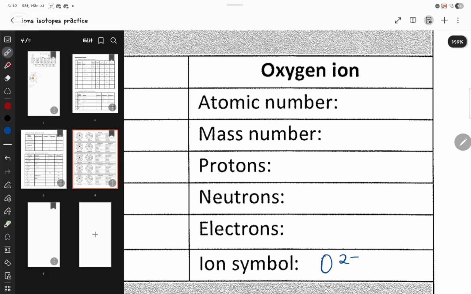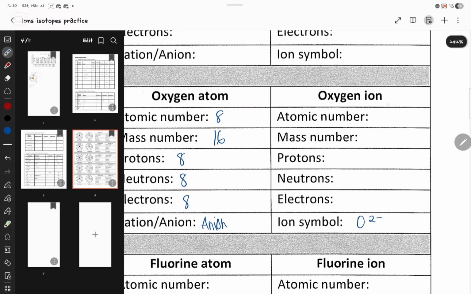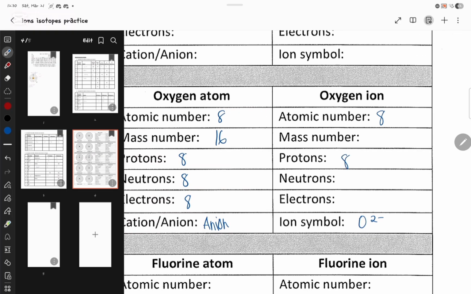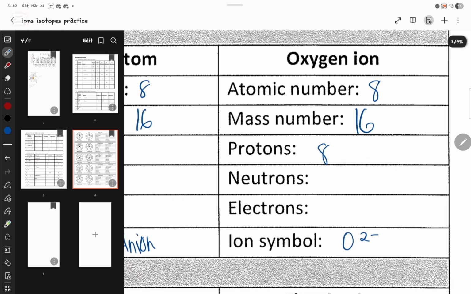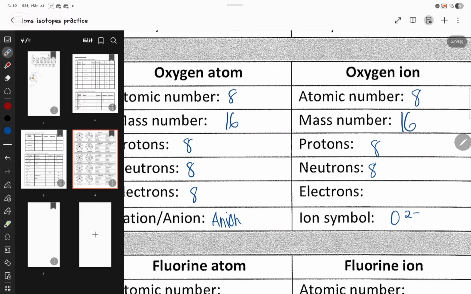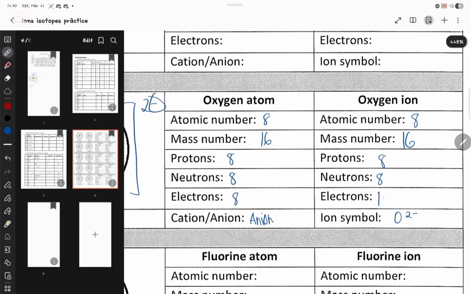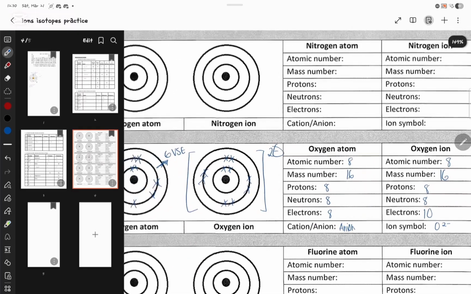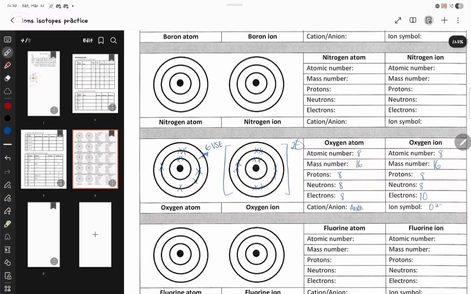So atomic number always stays the same here. Mass number is going to be the same here as well, because only the number of electrons change, not the number of neutrons. And the number of neutrons here is still going to be the same because it's not an isotope. Only the number of electrons changed, up to 10. Okay, that'll be how you fill out this chart.